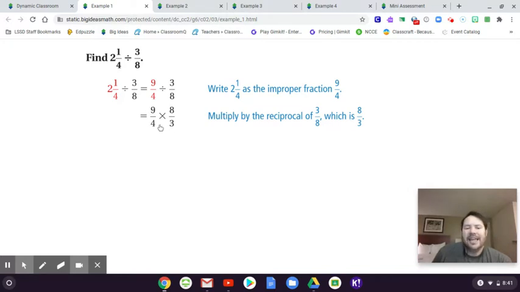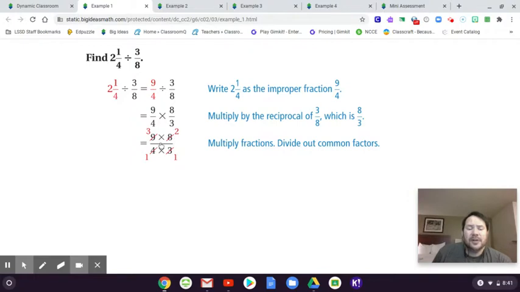And then we look at the 8 and the 4. What is the biggest factor that they have in common? Correct, 4. So you divide each of them by 4 and then cross cancel. So you'll see 8 divided by 4 is 2. We cross off the 8 and replace it with a 2. And 4 divided by 4 is 1. So you cross off the 4, replace it with a 1.